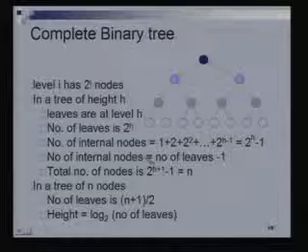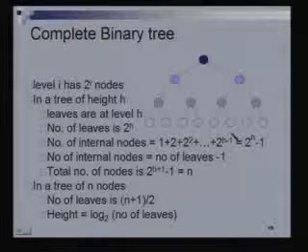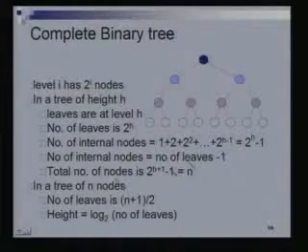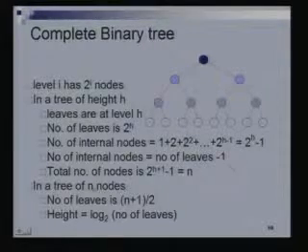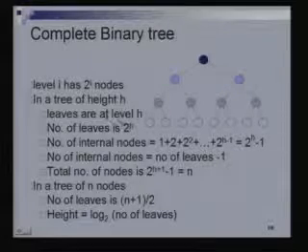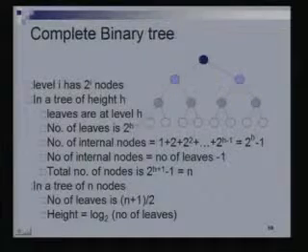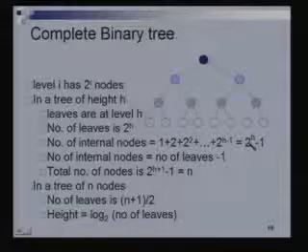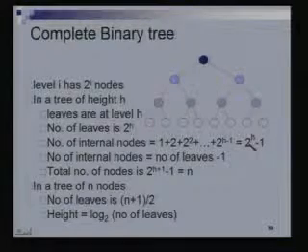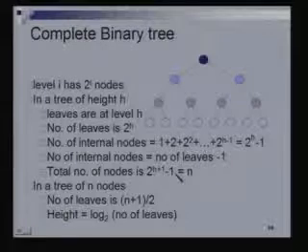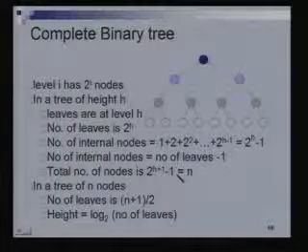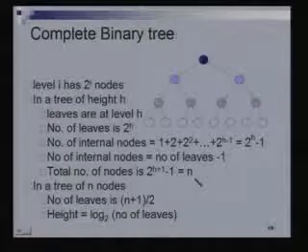This is for the complete binary tree that we are talking about. For a complete binary tree, the number of internal nodes is the number of leaves minus 1. And so what is the total number of nodes in this tree? It's 2 to the h, which is the number of leaves, plus 2 to the h minus 1, which is the number of internal nodes. So it becomes 2 to the h plus 1 minus 1. Let's call this number n.